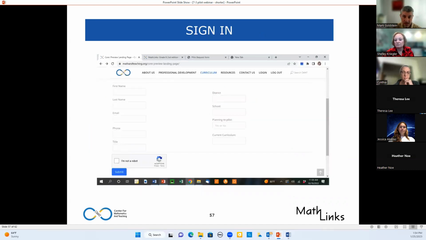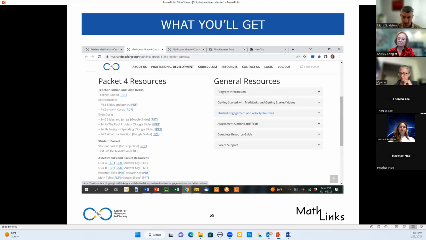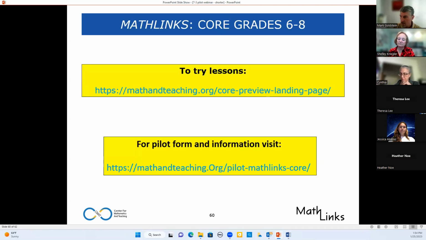You just have to fill in a little info to get access, and you'll find the 6th, 7th, and 8th grade materials right here. This is a page that shows teacher components. It looks the same for all packet resources for all 3 grade levels. Another reminder about the links that you can go to.